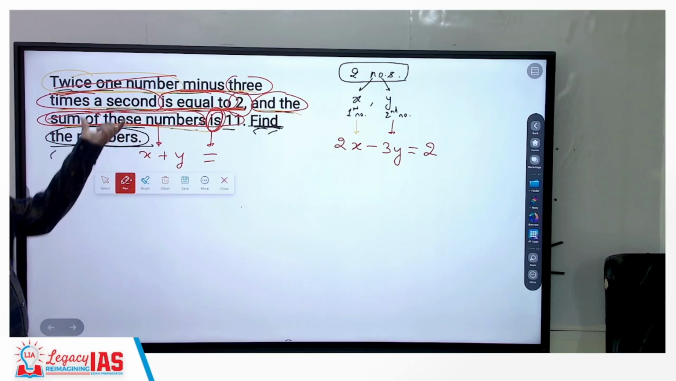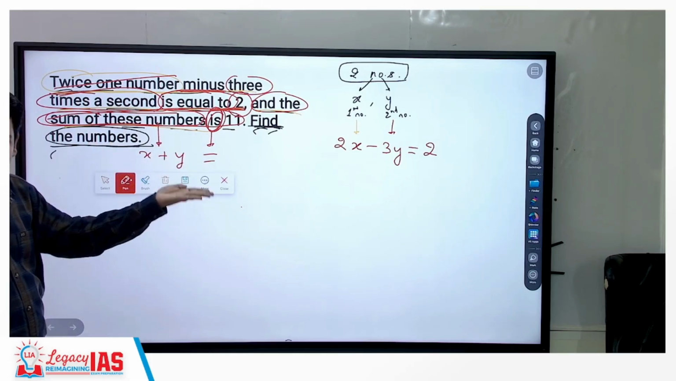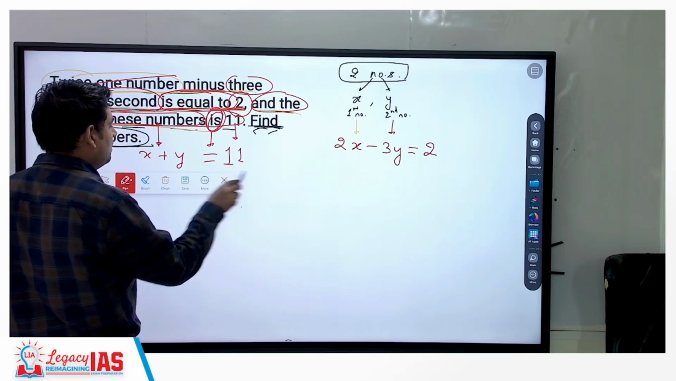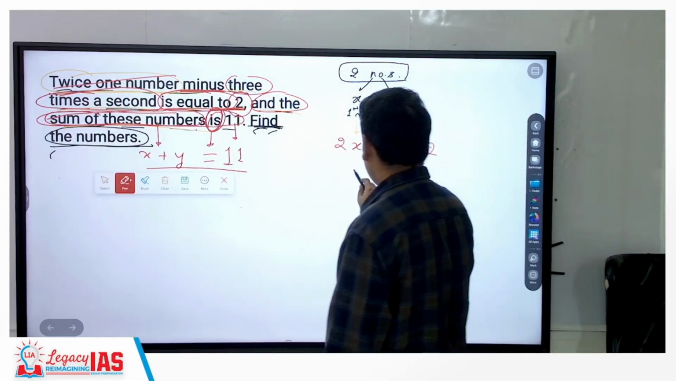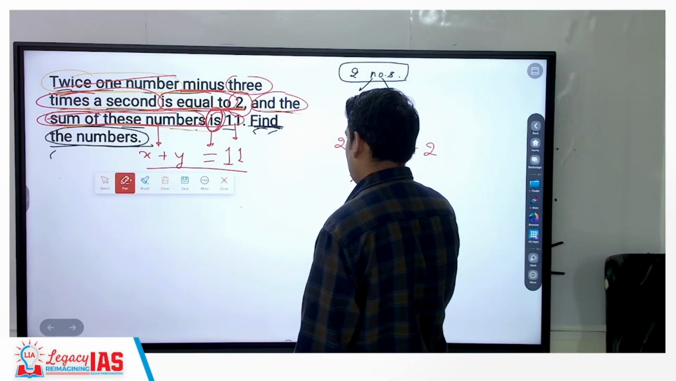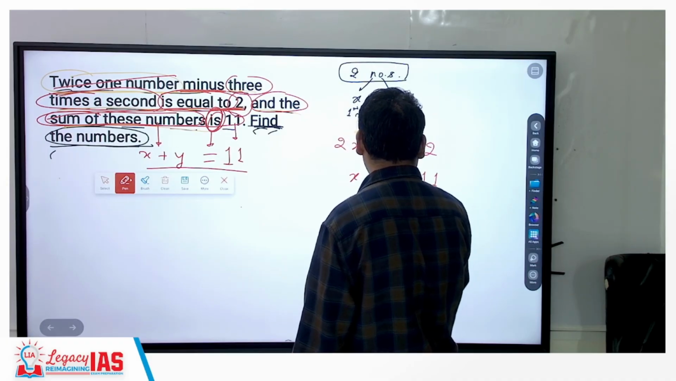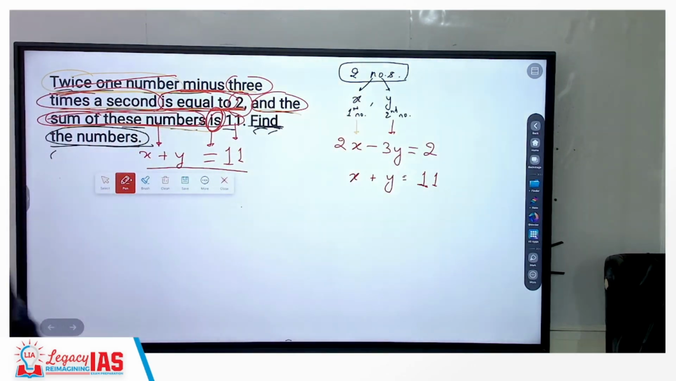Correct? Sum of these numbers, x plus y, is, in place of "is" you write equal to, and what is given after "is" is 11. So the second equation becomes x plus y is equal to 11. Let me write this also. So this becomes x plus y is equal to 11. That's it. Now you have to solve these two equations and you will get the answer.